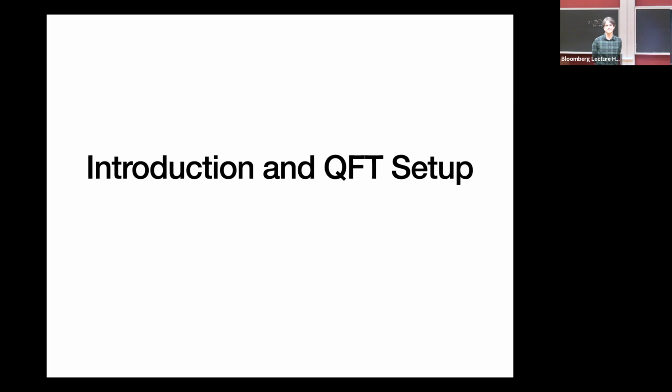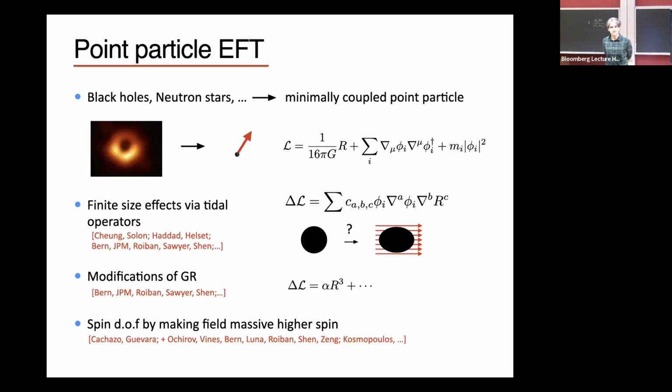Okay, more questions? All right, let's see. I'll have to skip some things, but let me tell you very quickly. So we use quantum field theory. We just zoom out and say that whatever compact object we have is some particle with some mass and some spin, which we describe using quantum field theory, so just some field that interacts with gravity.